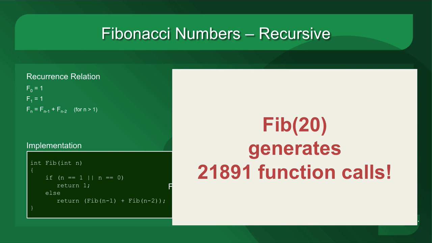I mean, even if we look at Fibonacci of 20, which isn't even that large of a data set, that's generating 21,891 function calls, right? Only 21 of which are actually unique subproblems.